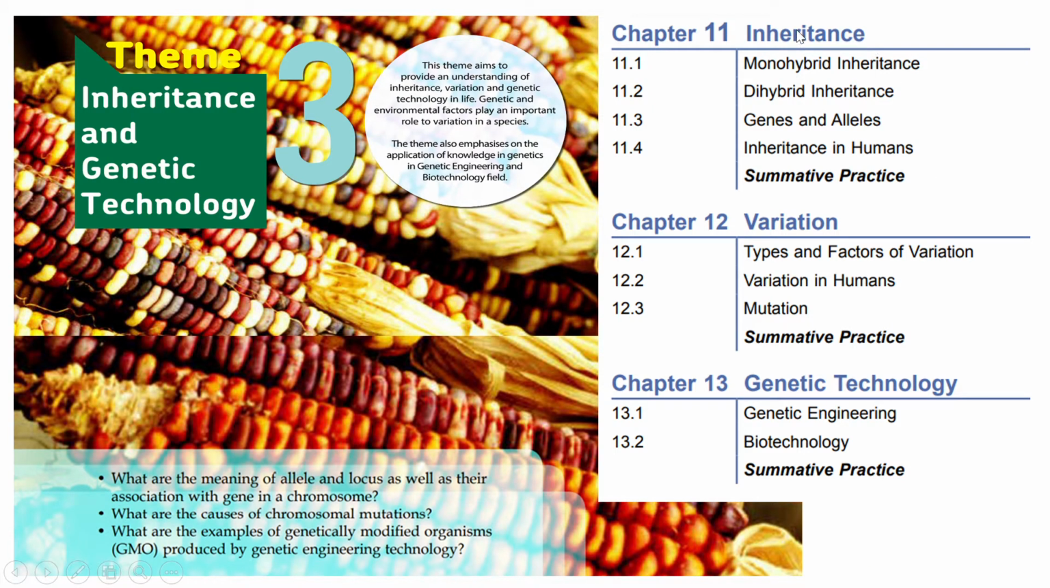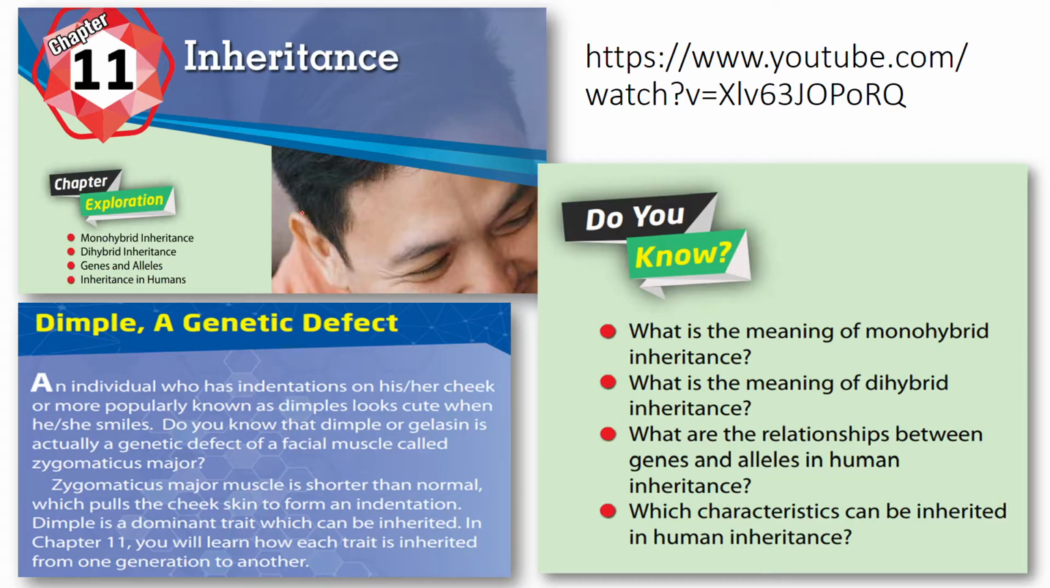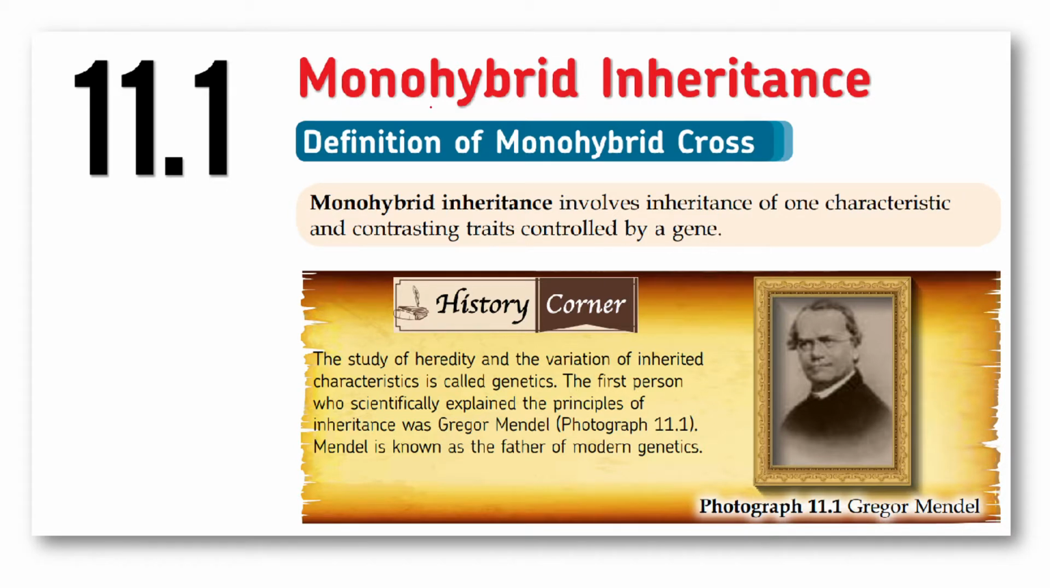Okay, in this video, we are going to learn chapter 11, Inheritance. This is one of the chapters in theme 3, Inheritance and Genetic Technology. First, let's define monohybrid inheritance ataupun perwarisan monohybrid. Okay, apa yang dimaksudkan dengan perwarisan monohybrid?